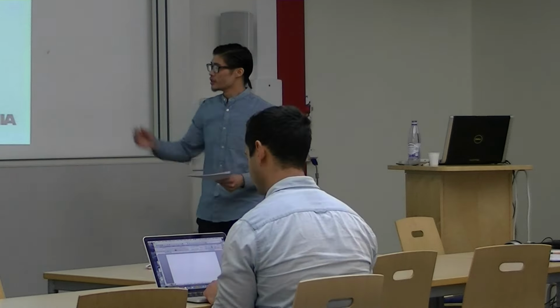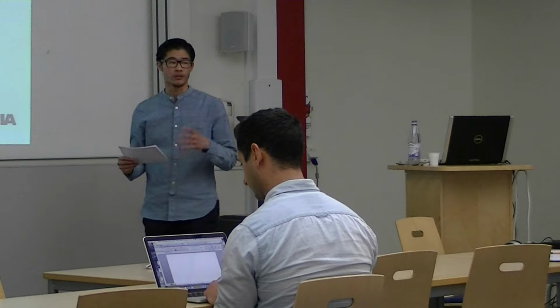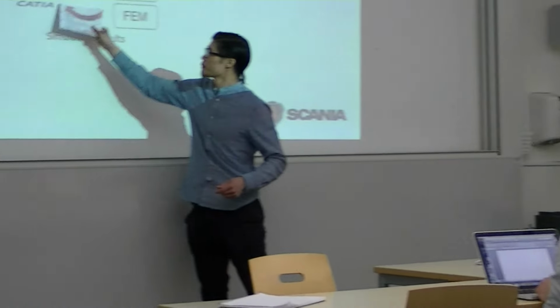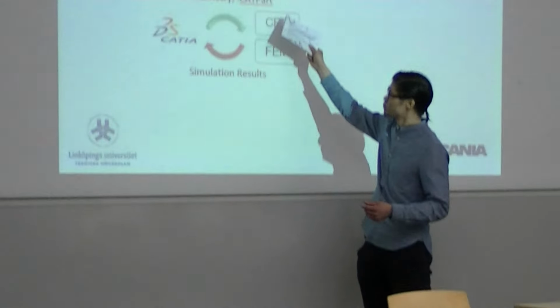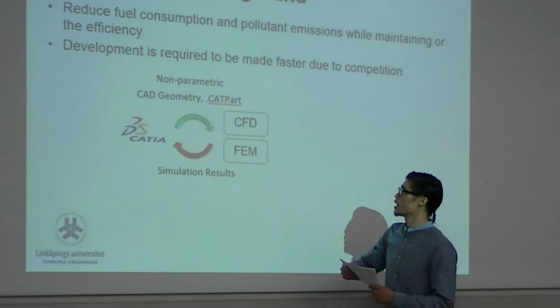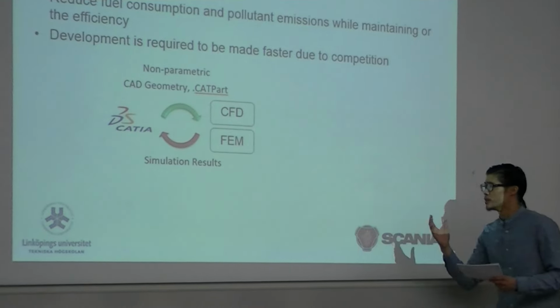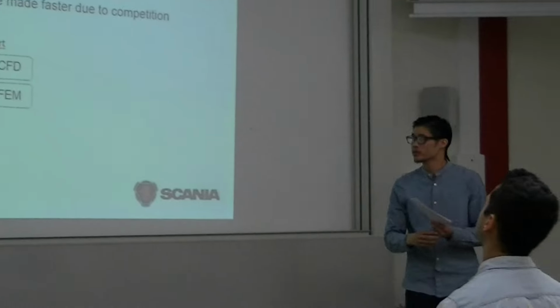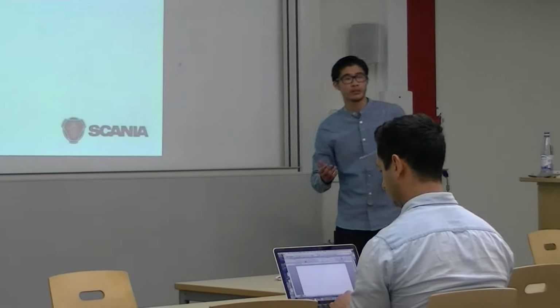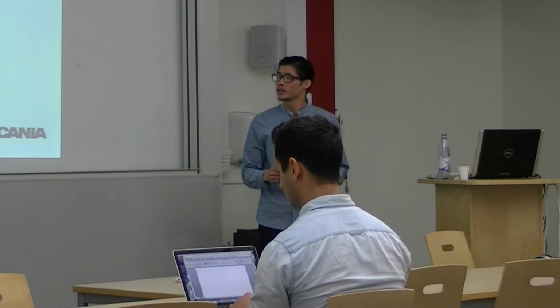Looking at a simplified version of the development process in Scania involving simulation, we have the designer working in CATIA, developing non-parametric CAD models, which they then send to CFD or FEM. These disciplines then take the model, perform simulation, and make some minor modifications for optimization purposes. And if the results are satisfactory, the results are documented and reported.